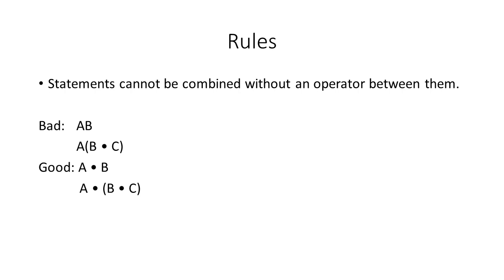So compare those to the good examples below. A dot B, A dot left parenthesis B dot C right parenthesis. Here the statements have been combined with an operator between them, so they satisfy this rule. These are good examples. So if you're symbolizing something, and you end up with something that looks like AB or A left parenthesis B dot C right parenthesis, you've done something wrong. They shouldn't look like that.